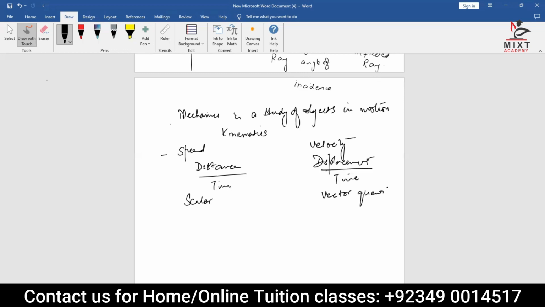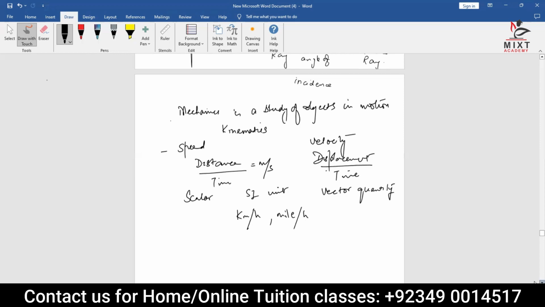And what is the unit for that? Speed? Meters per second. This is the SI unit, remember that. But other than that, there are commercial units as well, like kilometer per hour, miles per hour. These are the commercial units used for that.